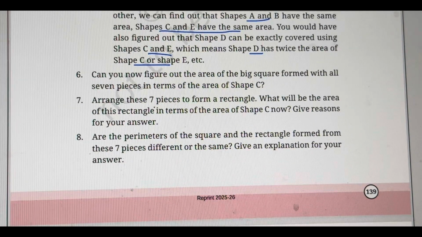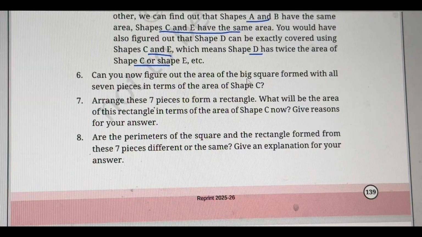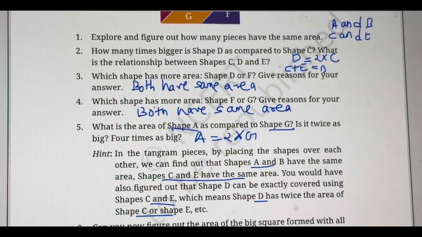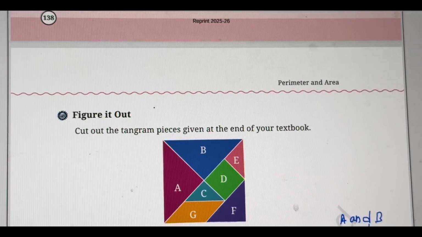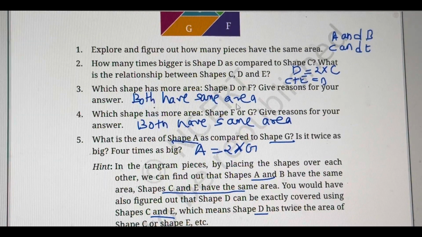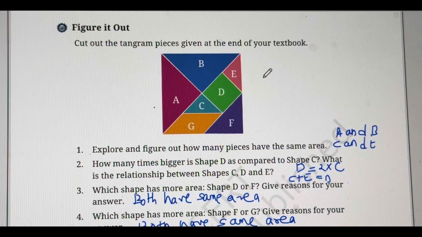Question number 6. Can you figure out the area of the big square formed with all the 7 pieces in terms of the area of shape C, right? So we have explored many relationships over here, and from this we have understood and answered these questions. In those terms we can find which are equal, which is twice, which is the same, and which is 4 times. Based on that we can find out the area of this shape in terms of C, right?